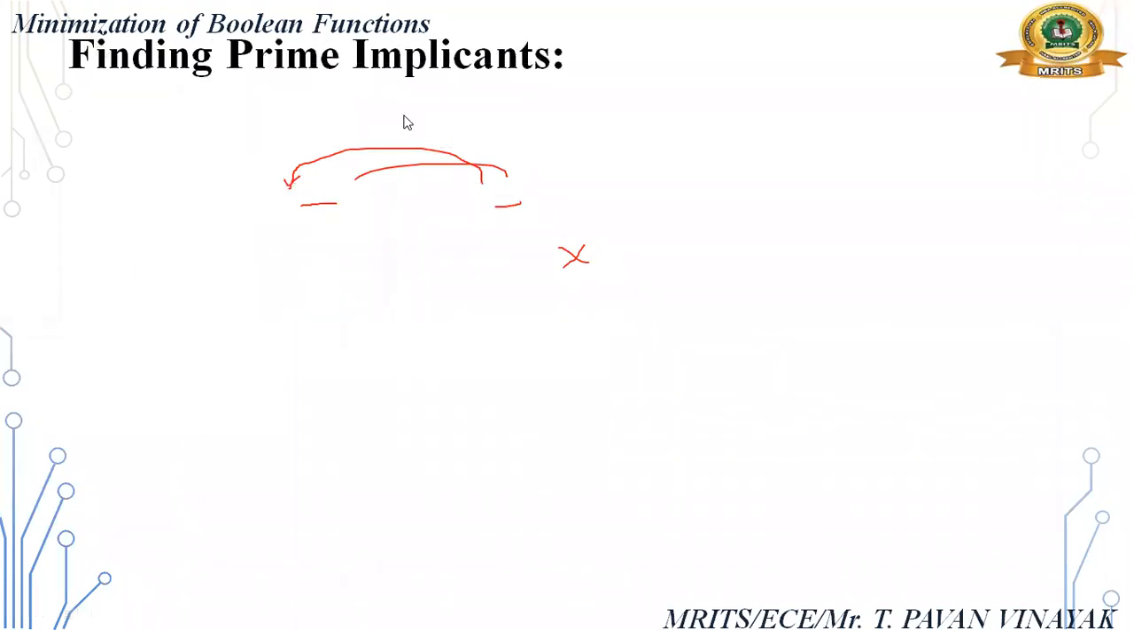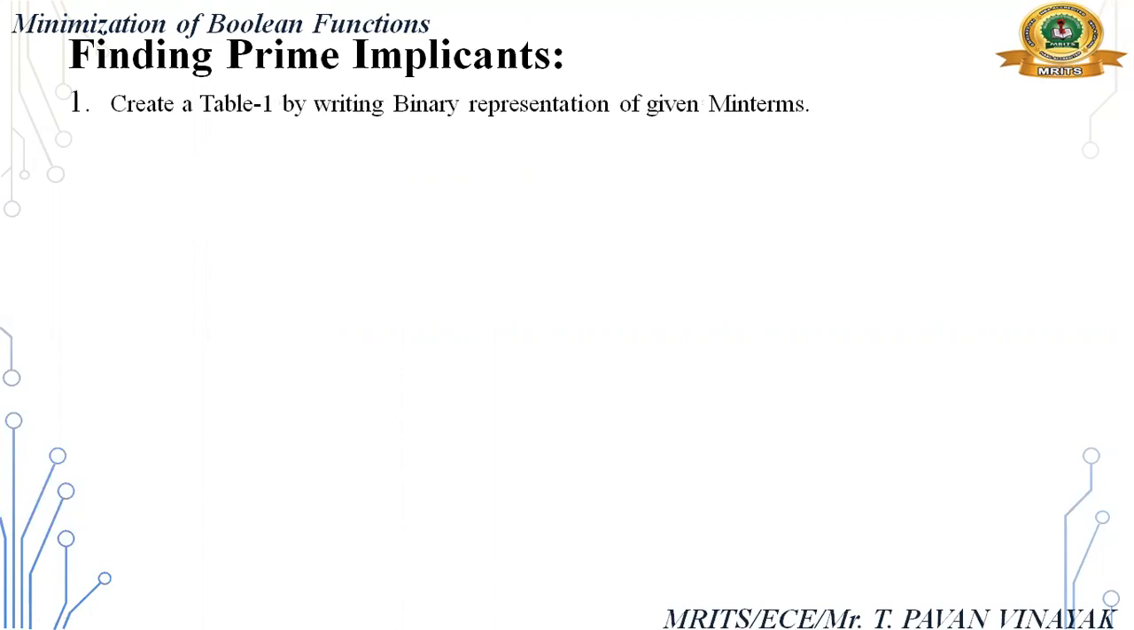Next, how to find prime implicants. The first step, draw the table. Create table 1 by representing the binary form for the given minterms. I am given some sigma function, right? Whatever minterms are available, write the binary form for those numbers. If I am given sigma 2, 3, write the binary number of 2, write the binary number of 3. That is table 1.